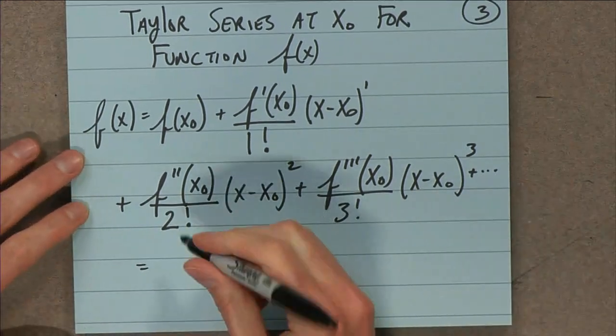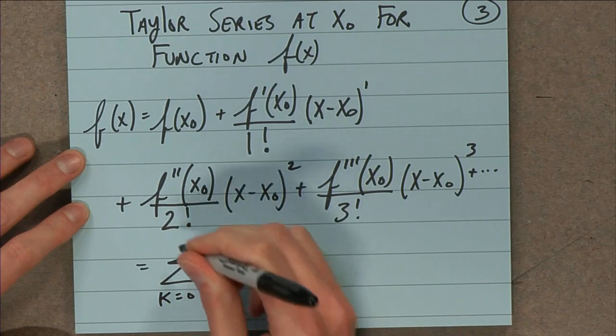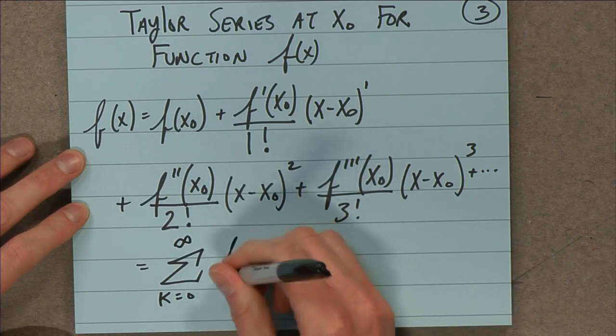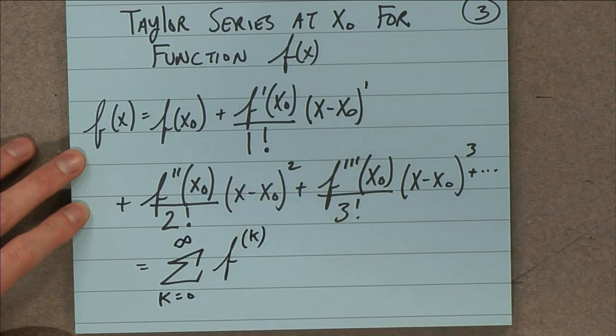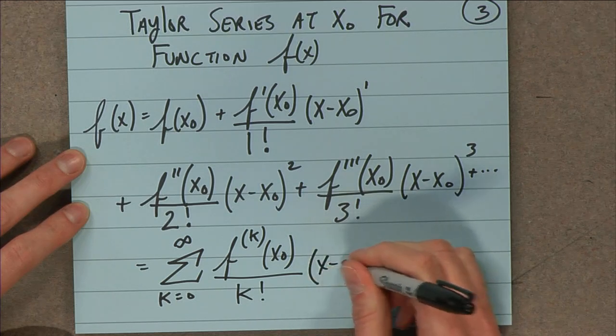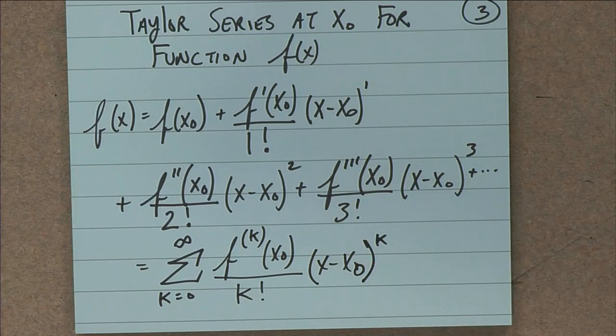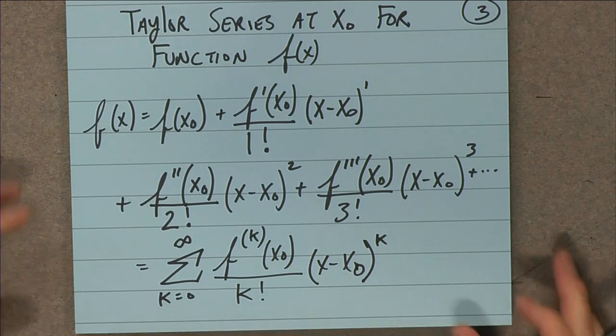We can write this a little more compactly, and we'll use k of f. So the kth derivative evaluated at x naught, over k factorial, times x minus x naught to the k. And sometimes you might have heard people use the expression Maclaurin series, if x naught is 0. So if this is a 0, then it's referred to as a Maclaurin series.